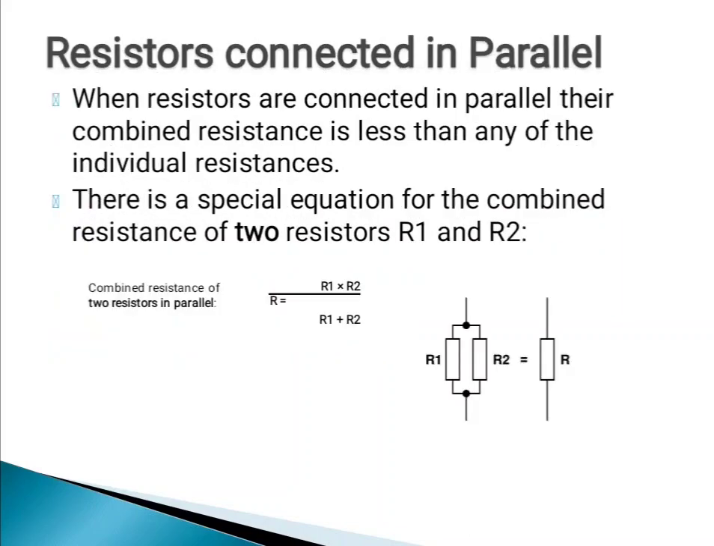Now when resistors are connected in parallel, let us consider two resistors R1 and R2 connected in parallel as shown in the figure. So the equivalent resistance is R1 R2 divided by R1 plus R2. So the combined or equivalent resistance of two resistors when those two are connected in parallel is R1 R2 divided by R1 plus R2.